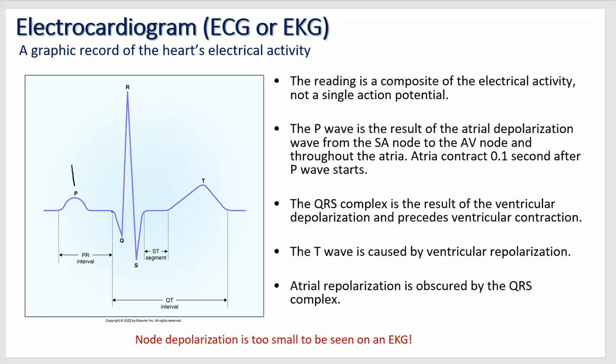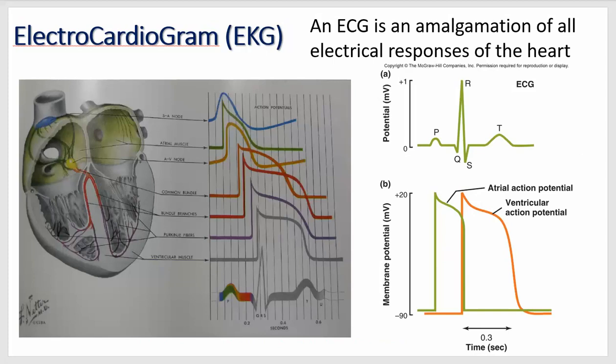So we'll just say this very quickly. The P wave is depolarization of the atrium, and the QRS is ventricular depolarization. Repolarization of the atria happens in here, but it's just kind of hidden. We'll see that in the next slide with the Netter diagram. And then the T wave is ventricular repolarization. So when we say that, it's a combination of all of these things.